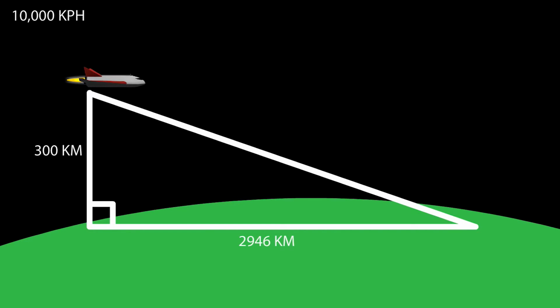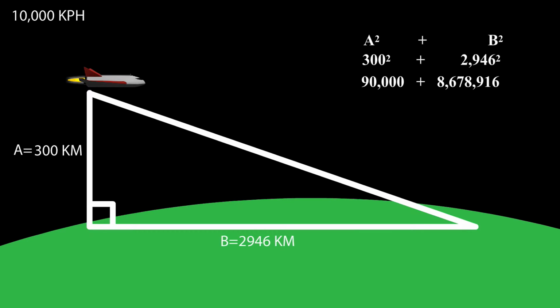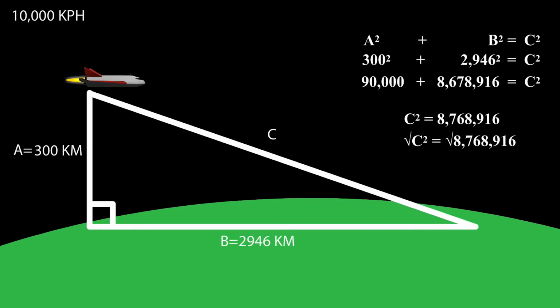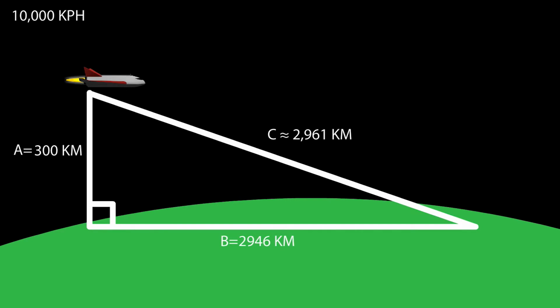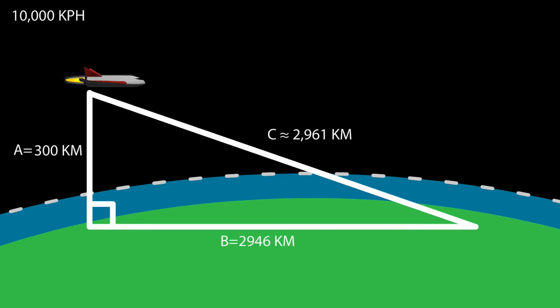This problem can be easily solved using the Pythagorean theorem. Side A squared plus side B squared equals side C squared, which comes out to be about 2,961 kilometers. In addition, we need to figure out when we are going to enter the atmosphere. For this, we would need to know the altitude at the point of entry and the distance from that point to the landing strip. If you look closely, this creates two similar triangles.